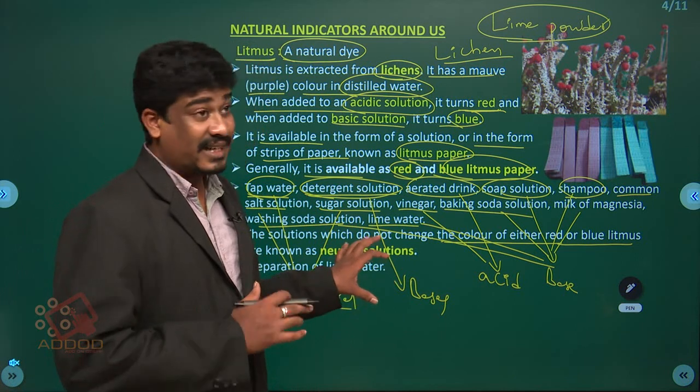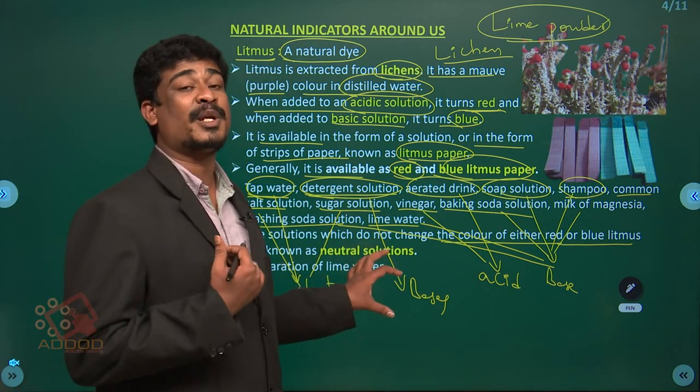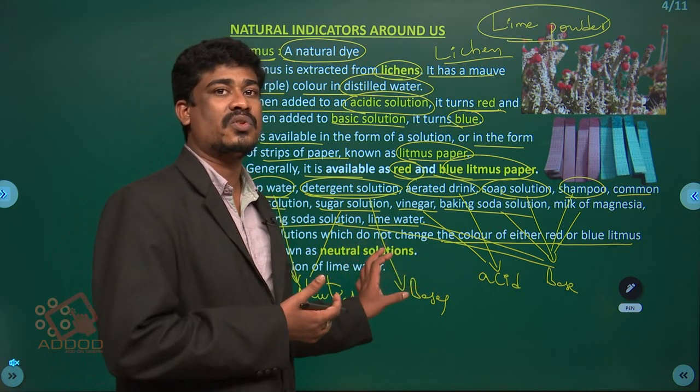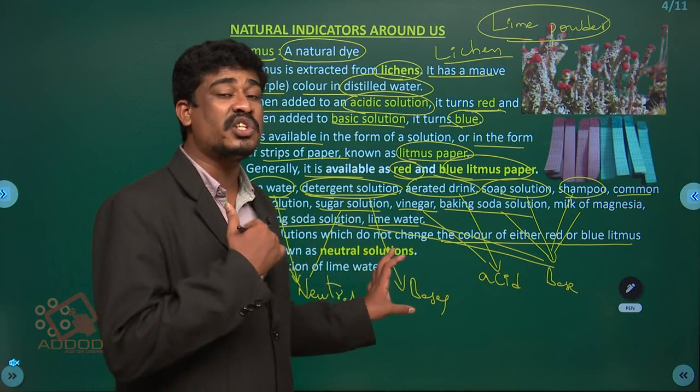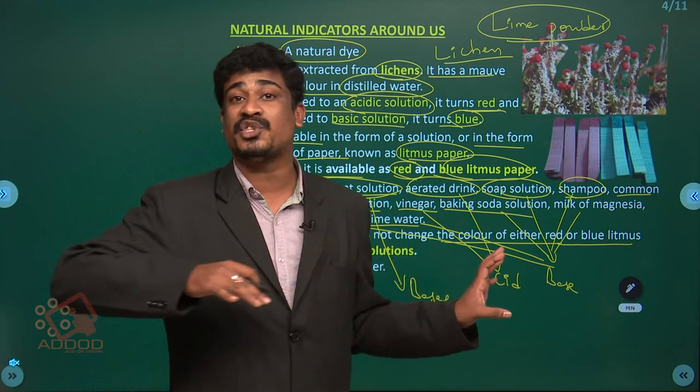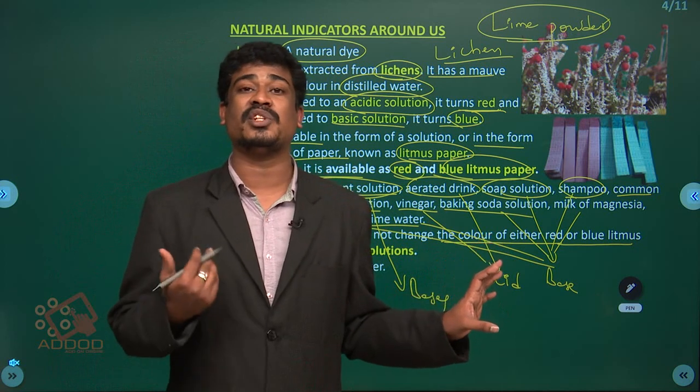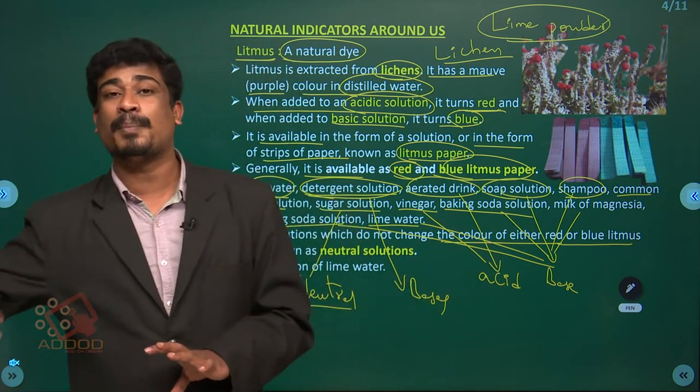That's it. So we can classify the substances by using litmus paper, isn't it? Here, if blue litmus changes into red, then it is categorized as acid. If red litmus is changed into blue, it is classified as bases. That's it.